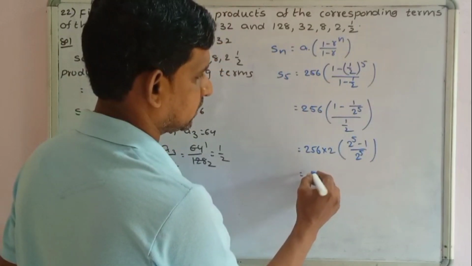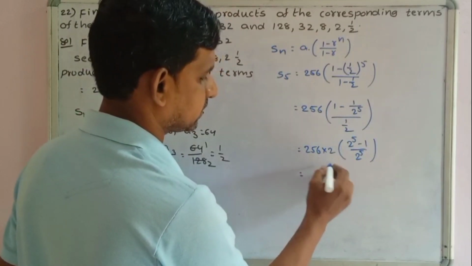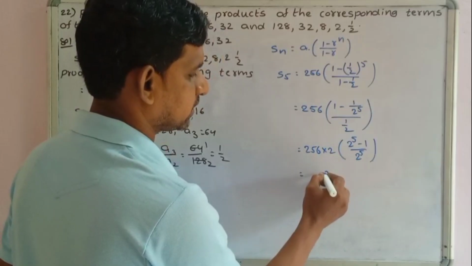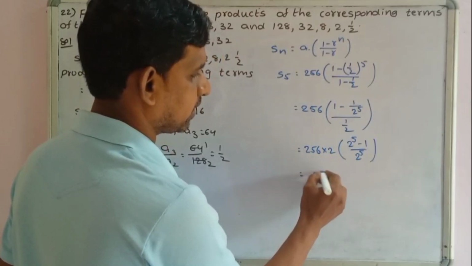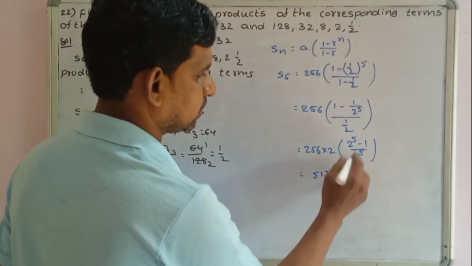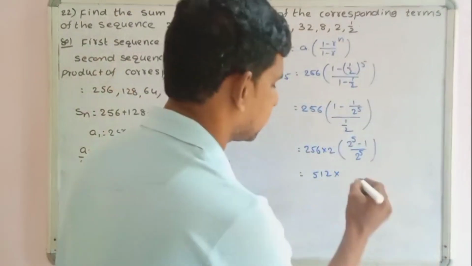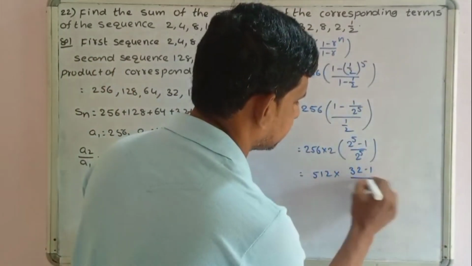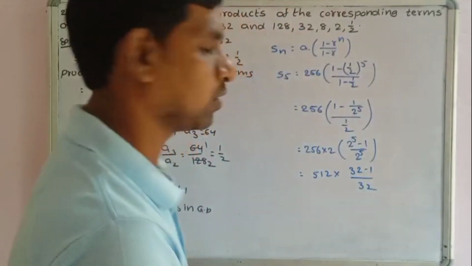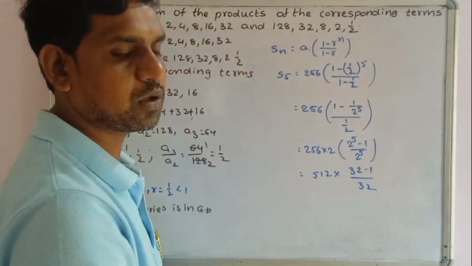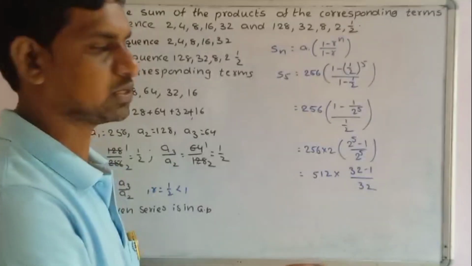Now see, 256. 6 2s are 12, 2 5s are 10, 11, 1 balance: 512, into the 2 power 5 value. 2 2s are 4, 4 2s are 8, 8 2s are 16, 16 2s are 32. So 32 minus 1, divided by 32. The 2 power 5 value is 32.